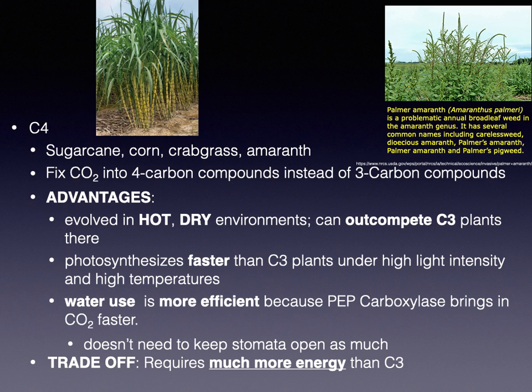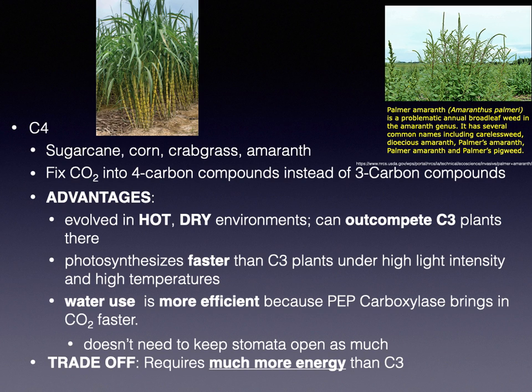It evolved in hot, dry environments, and they can outcompete C3 plants there. They photosynthesize faster than C3 plants under high light intensity and high temperatures, which is a good thing for them. The water use is more efficient because this molecule called PEP carboxylase brings in carbon dioxide faster, which means they don't need to keep the stomata open as much.